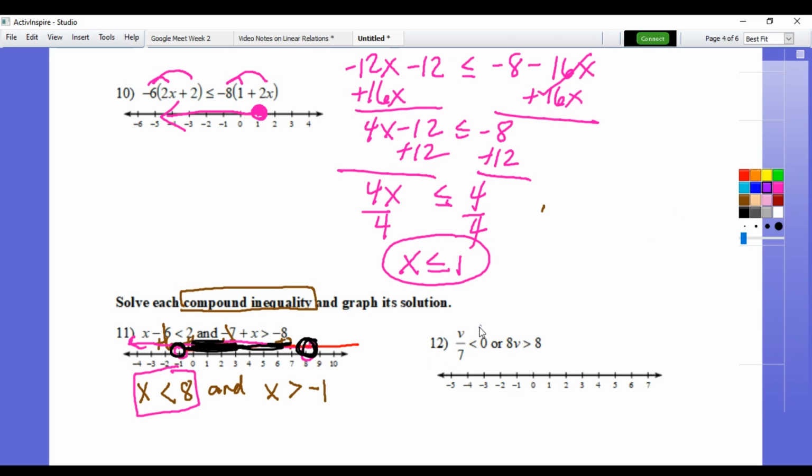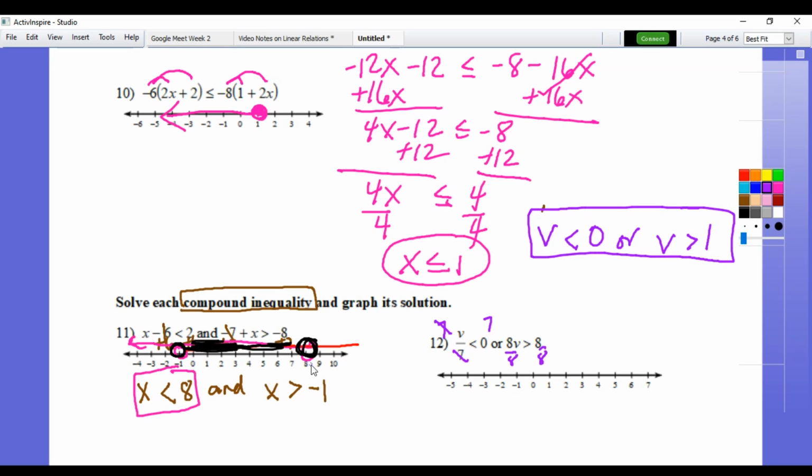Next will be number 12. All right, so let me write here so we have enough space. I'm going to multiply here by 7 and 7. So this will cross out. So it will be now v less than 0 because 0 times 7 is still 0. Or 8v divided by 8. So I'm going to divide this by 8 and 8 here. So v is greater than 1. That's the entire answer here.